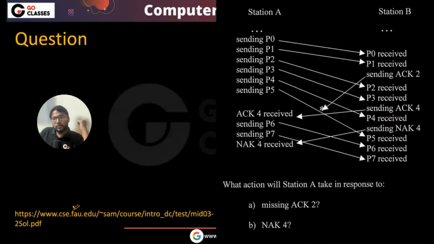So it means that ACK2 was missing, but ACK4 has been received, right? ACK4 has been received means 4, 5, 6, 7. That is in the window. I mean, I9, whatever, right? So this is in the window. Now here they are just using till 7. So this is in the window, right? Yeah.